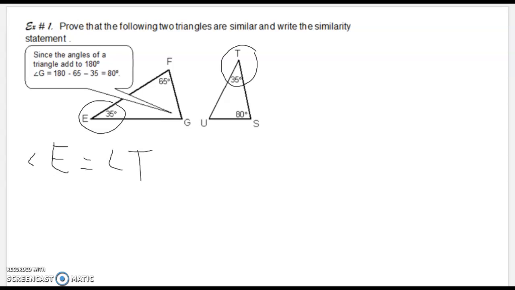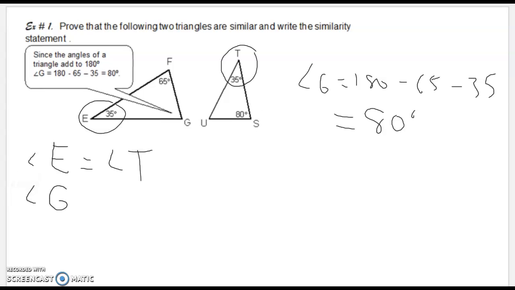So I'll write that. Angle G equals 180. Subtract 65, which was this one right here. So minus 65. And then minus the 35 we got here. So minus 35. When you do the math there, you end up with 80 degrees. So now we know that angle G is 80 degrees and angle S is 80 degrees. So we can write that down here. Angle G equals angle S.